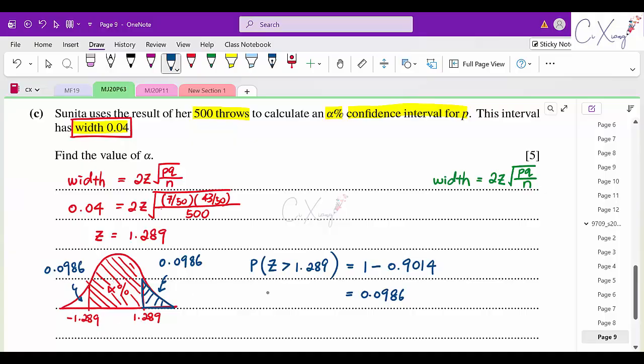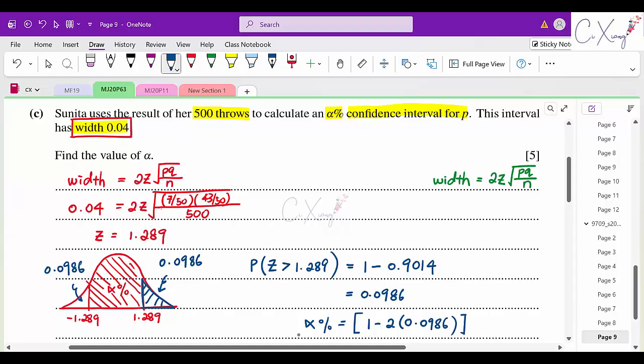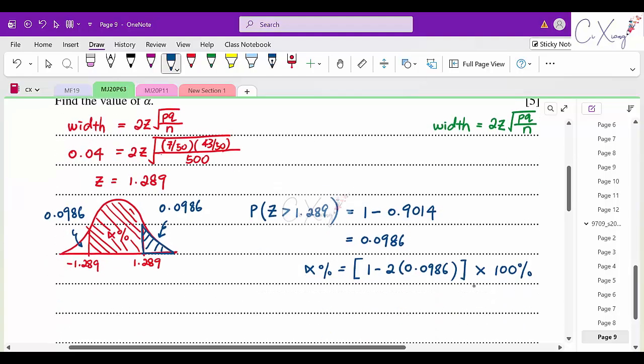Therefore, how can I get the alpha, basically? To get the alpha, what we need to do is, I have to take the whole graph, where the total probability is 1, minus 2 times 0.0986. Correct? I have to take 1 minus this blue color area minus this blue color area also to get the center. After I get the center, it is in the probability or proportion form. I have to multiply it with 100% to make it become the percentage.